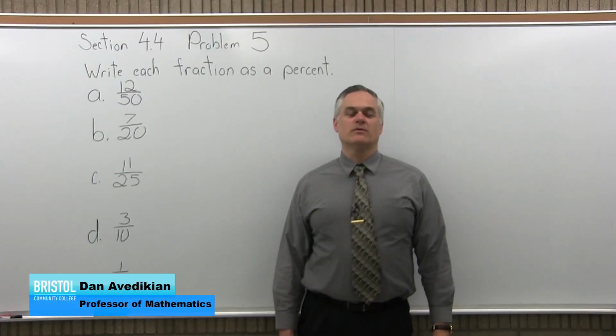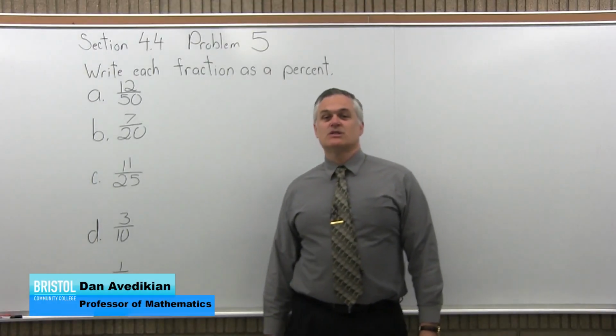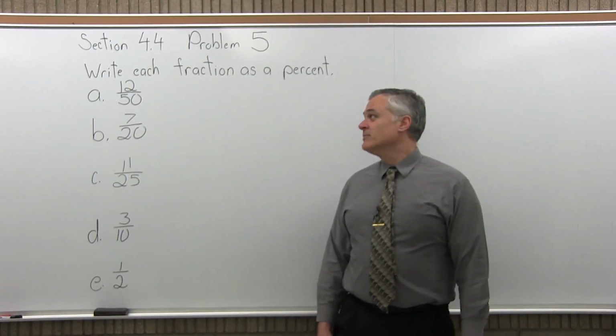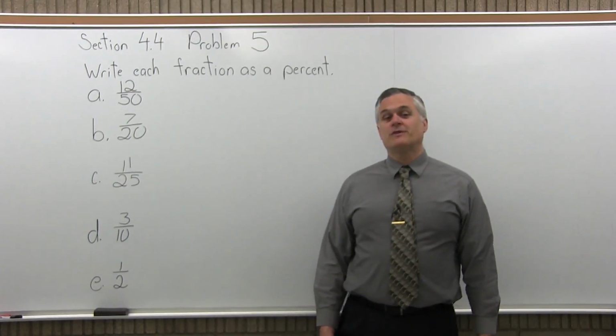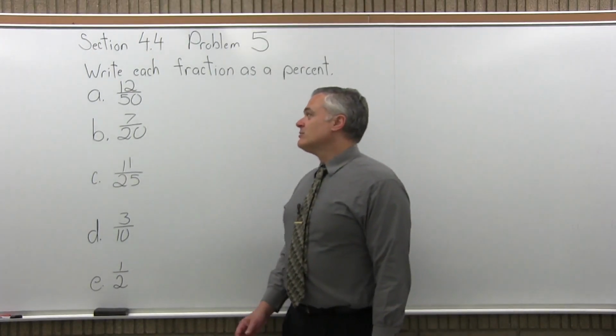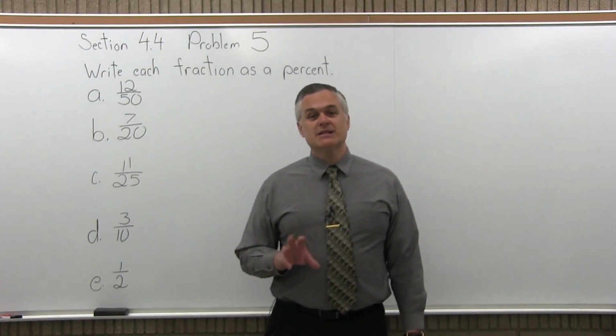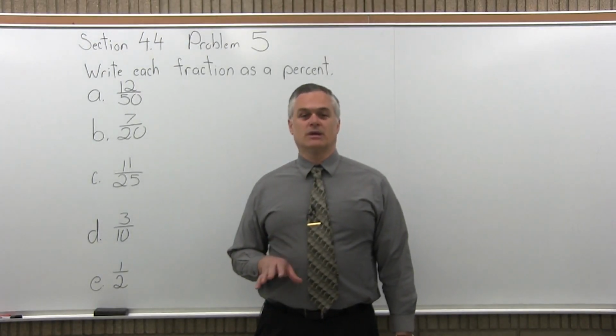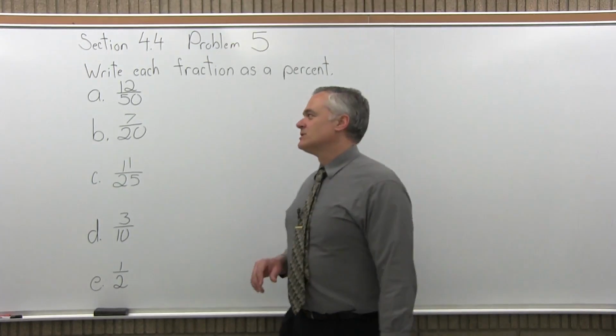This is Section 4.4, Problem 5. It says write each fraction as a percent. And the first one is 12 over 50. So the way I like to do problems like this is if you can easily convert the denominator to 100, do it. If not, you have to do a division.